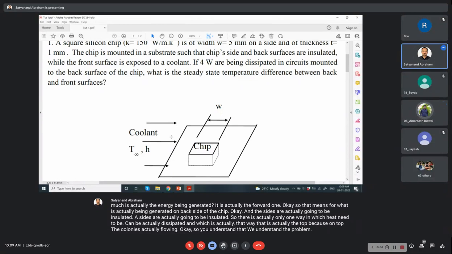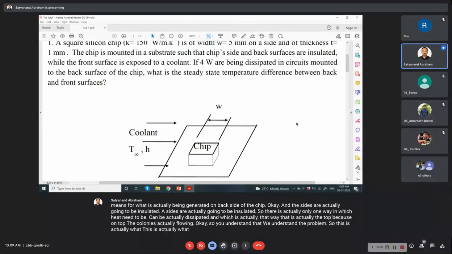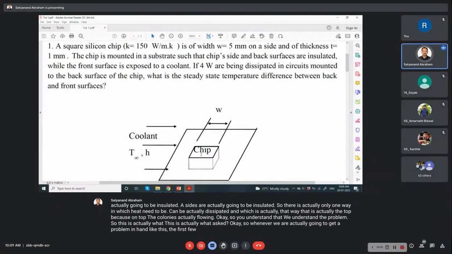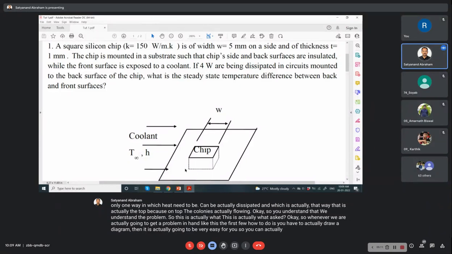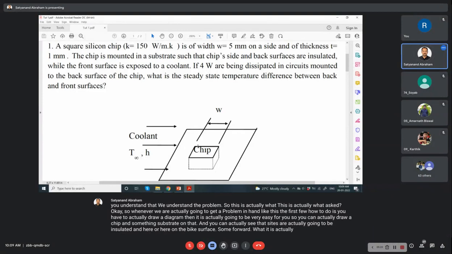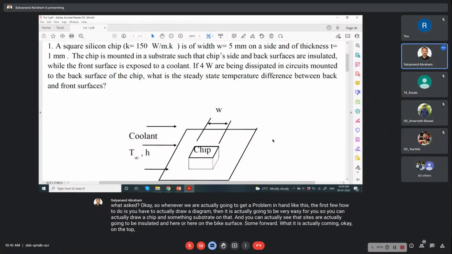Yes sir, this is what is asked. Whenever we get a problem like this, the first thing you have to do is draw a diagram. Then it is going to be very easy for you. You can draw a chip on a substrate, and see that the sides are insulated. On the back surface, 4 watts is coming in. On the top, the coolant is going to be there.